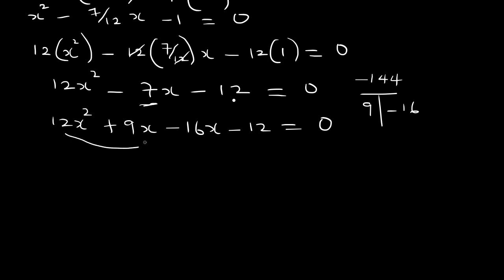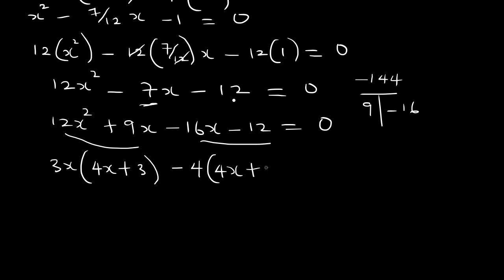So if we factorize by grouping, between 12 and 9, 3 is common. So we have 3x common. And if we divide, here we'll have 4x plus 9x divided by 3x is 3. Minus 16 and 12, we have 4 is common. So here is 4x plus 3 equal to 0.